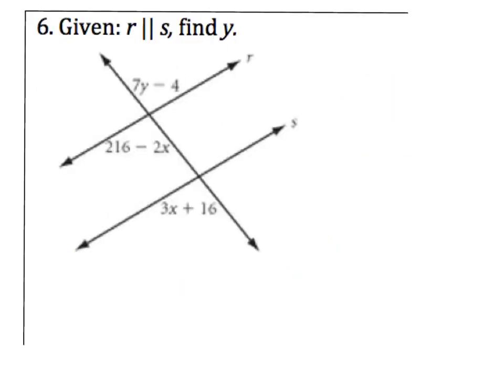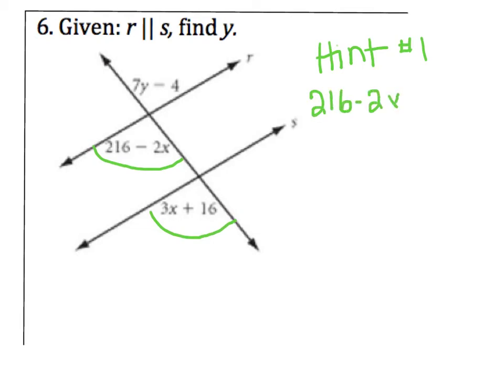All right, and now problem number 6. This is a bit of a challenging problem, but I know you can do it. Pause the video, try and figure it out, hit play when you're done. Ready, pause. All right, here's your hint number 1. We know that this angle right here is equal to this angle right here. So we can set up an equation. 216 minus 2x is equal to 3x plus 16. Now please solve for x and hit play if you need hint number 2.